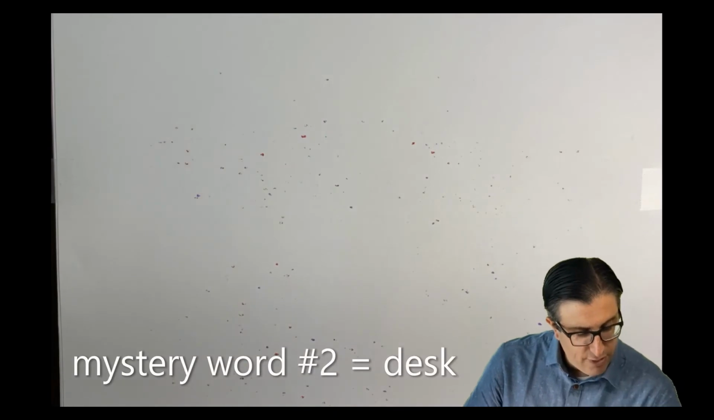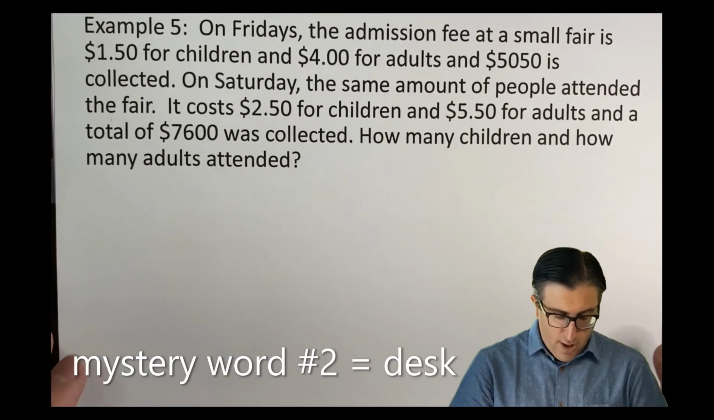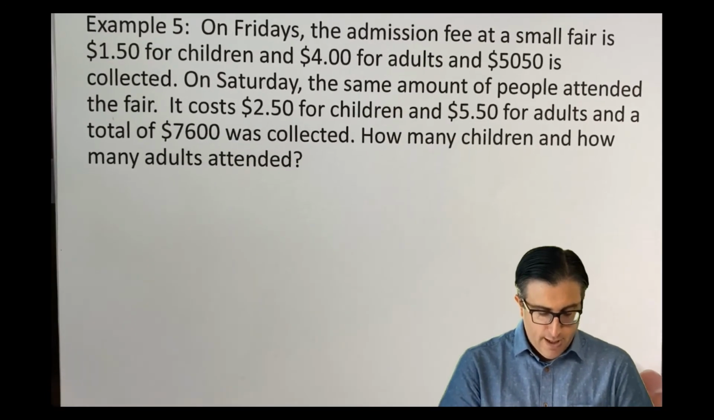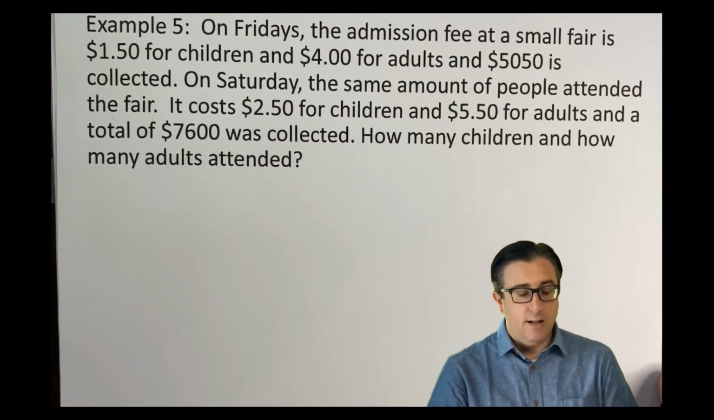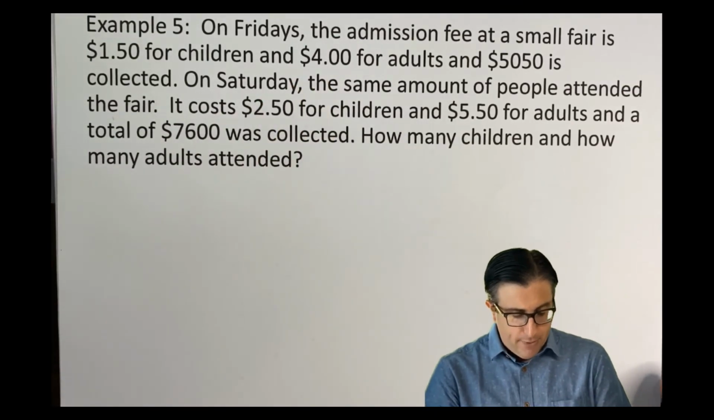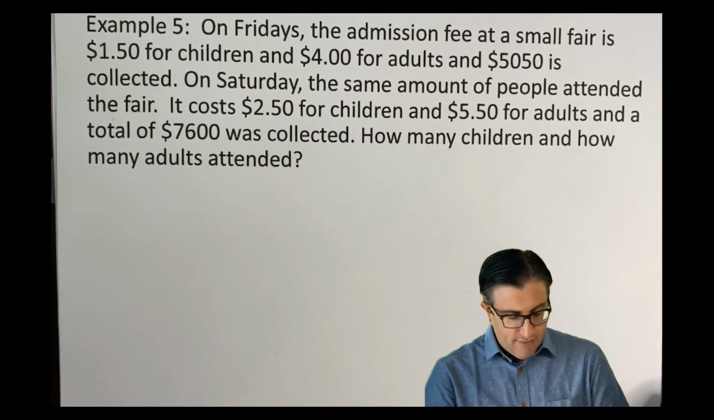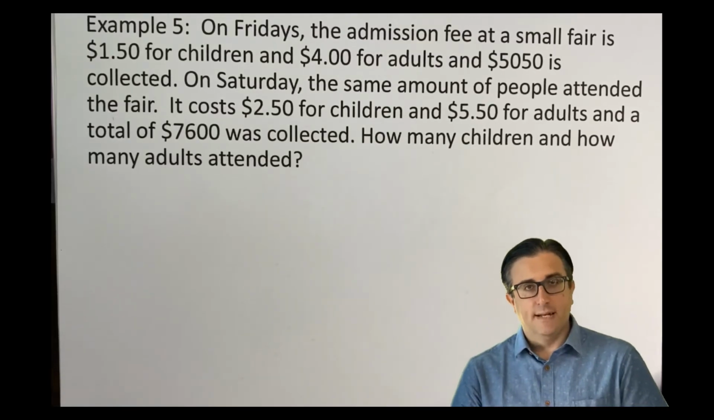And the last one is definitely the most complicated problem because there's a lot going on here. On Fridays, the admission fee at a small fair is $1.50 for children and $4 for adults, and they collected $5,050 on that Friday night. On Saturday, the same amount of people attended the fair. It cost $2.50 for children and $5.50 for adults, and they collected $7,600 that night. How many children and how many adults attended the fair?